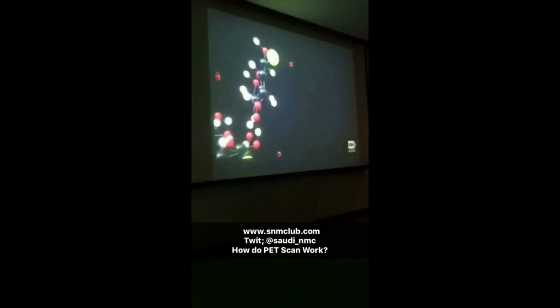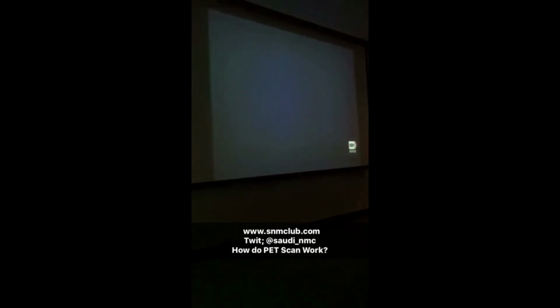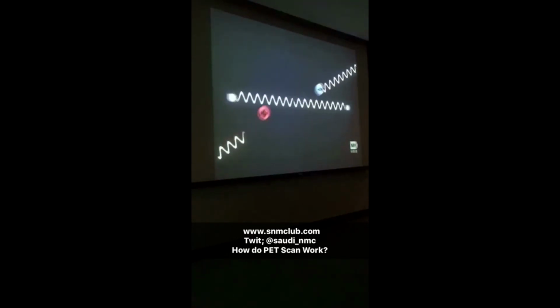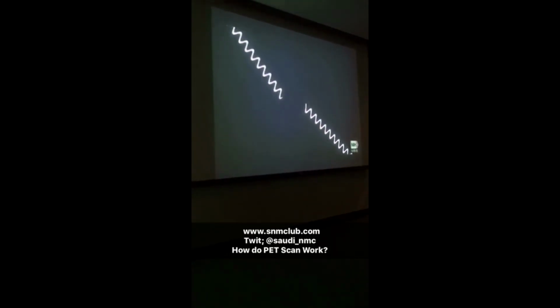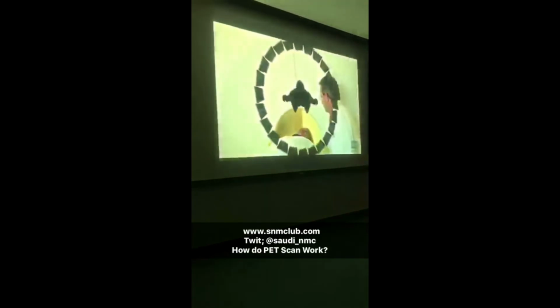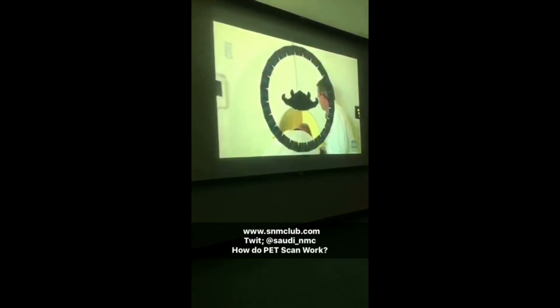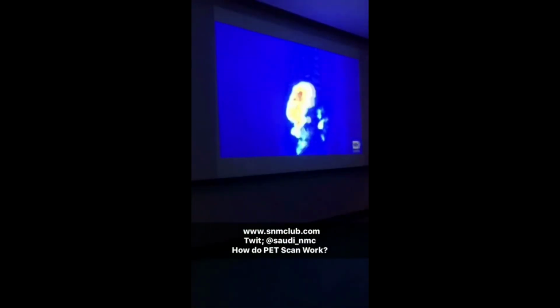The isotope produces small particles called positrons, which interact with surrounding electrons. This interaction results in a complete annihilation of both particles, releasing two photons that speed off in opposite directions. The detectors in the PET scanner measure these photons and use this information to create an image of the distribution of FDG in the body.